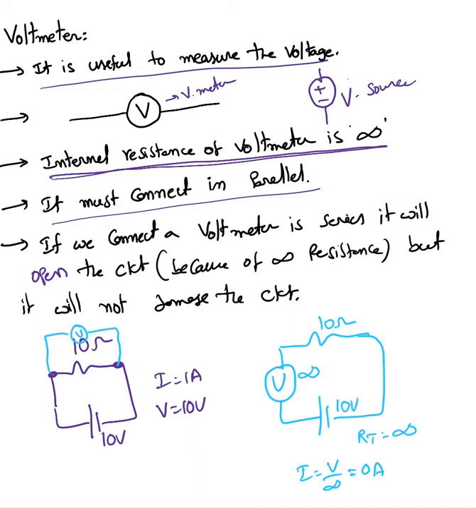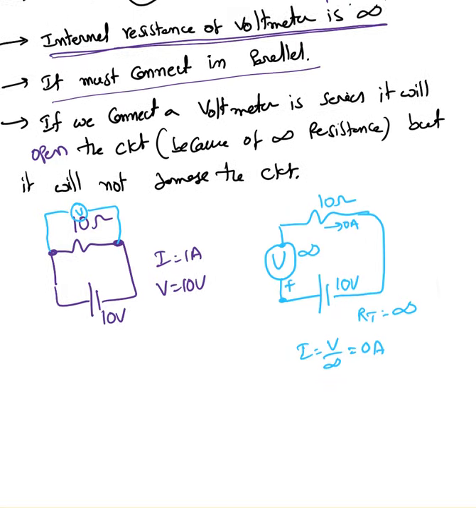But at the same time, this voltmeter is going to read 10 volts because the positive is connected to the 10 volts. Since there is no current passing through this, 0 ampere, the voltage drop across the resistor is 0, so it will still read 10 volt.